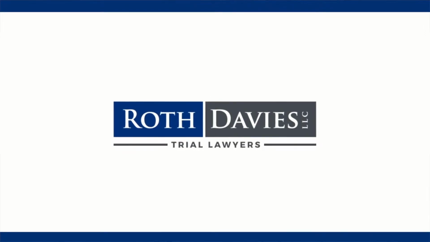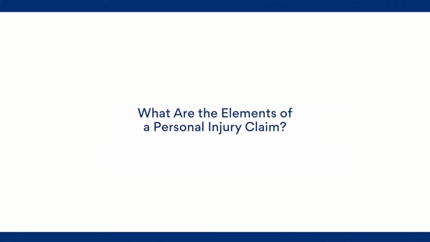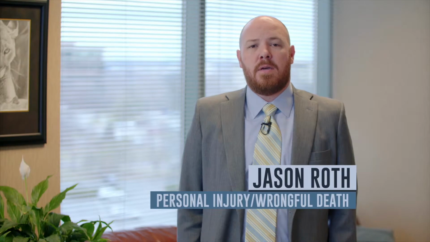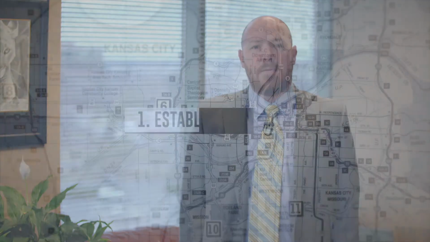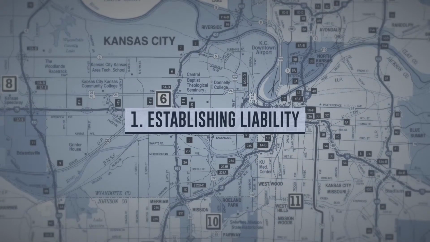Today I want to talk to you about the issues in a typical claim or lawsuit arising out of personal injury. First is establishing liability. To establish liability, you must show that the other person or company had a legal duty to you. You also must show that the company or individual breached that duty to you.